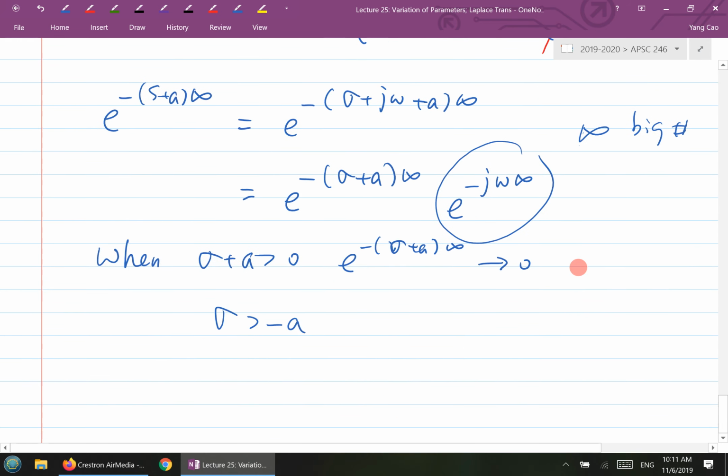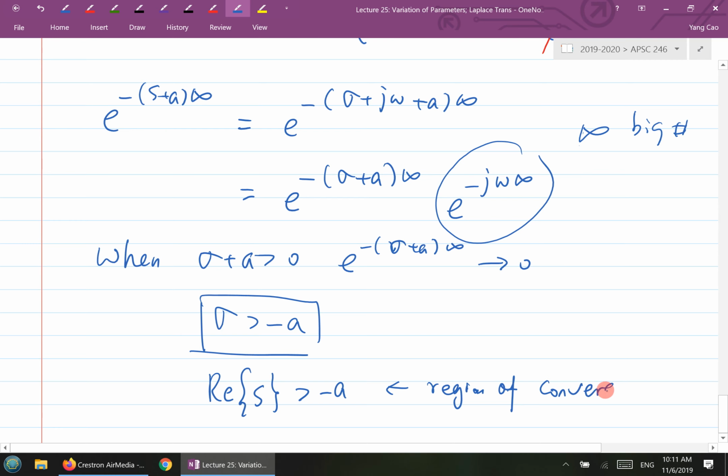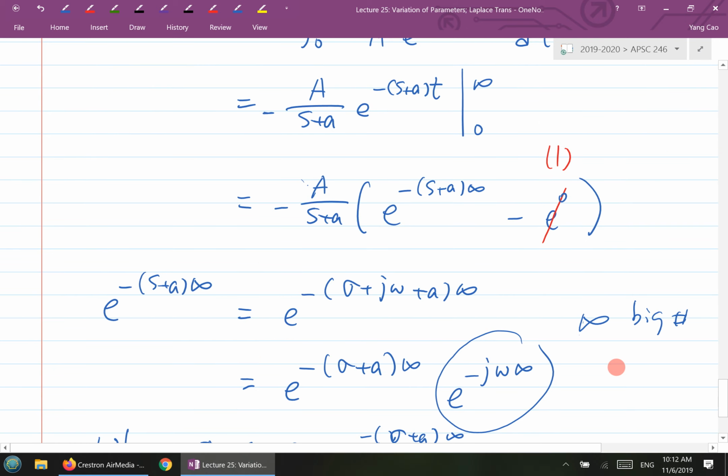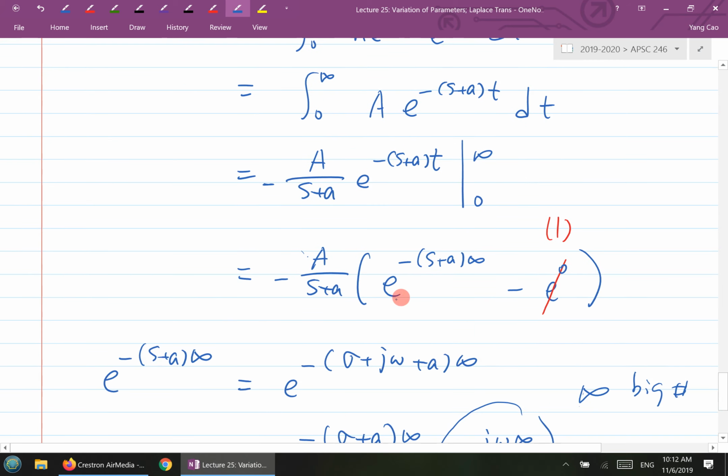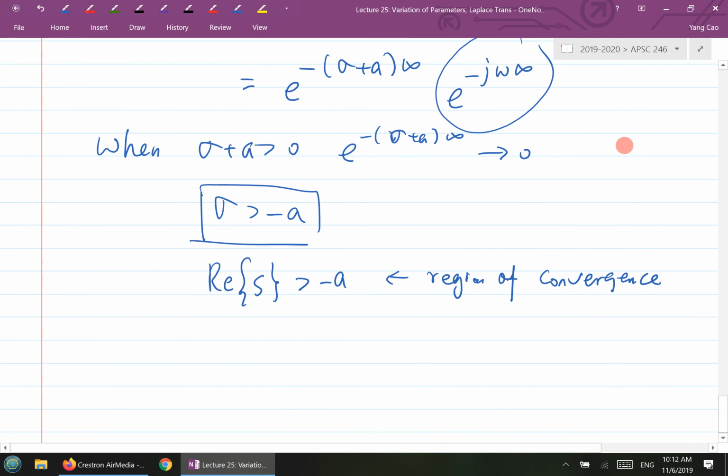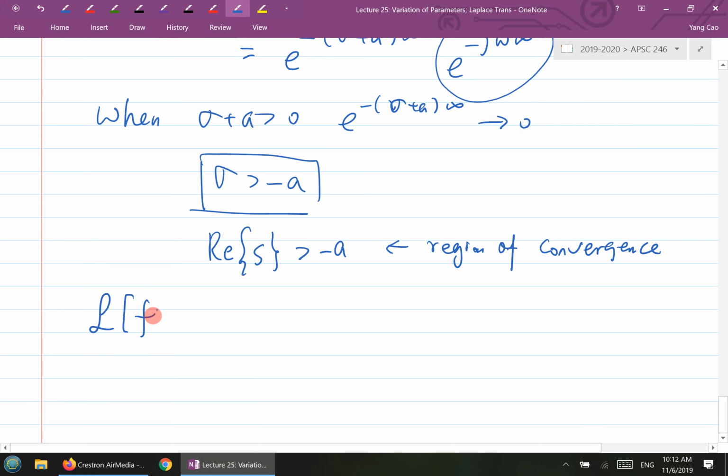Basically, sigma is the real part of s. And when the real part of s is greater than negative a, in this case, the term goes to 0. And this is what we call the region of convergence. Only when s is in this region does that term go to 0. When this term goes to 0, the first term vanishes, and you only have the second one, the coefficient times negative 1. So the Laplace transform of the original function is a over s plus a. So you get this basically.